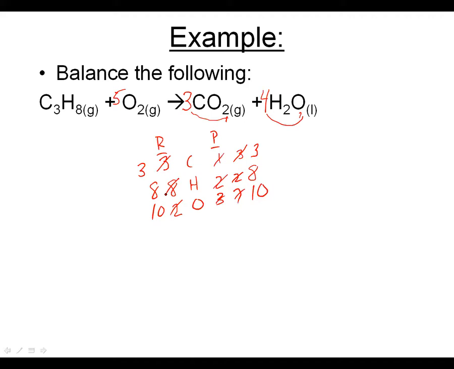If you find yourself really struggling to balance, you might want to check to make sure you have the right formulas, because that is oftentimes when people truly struggle and sit there all day trying to balance something that might not. Any questions on that one? All right.